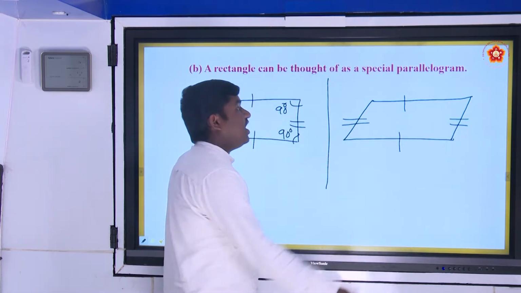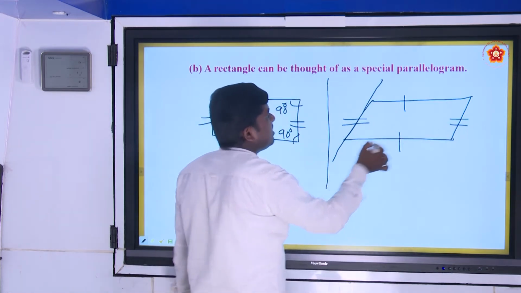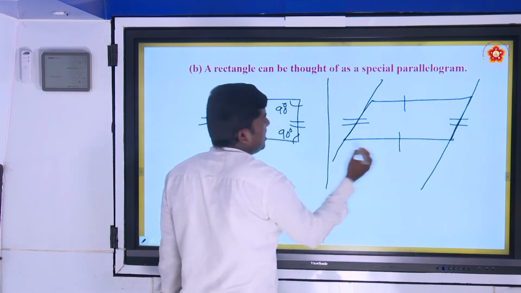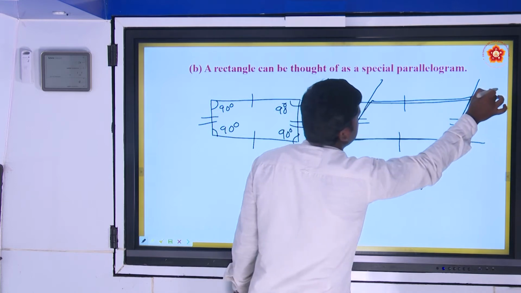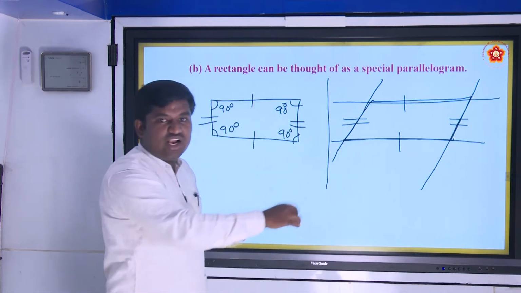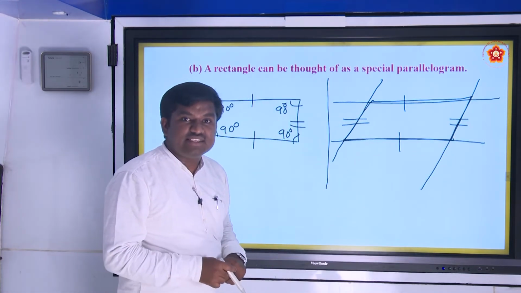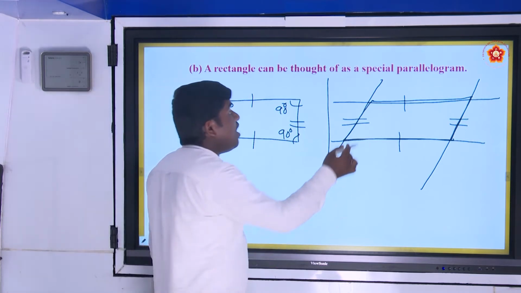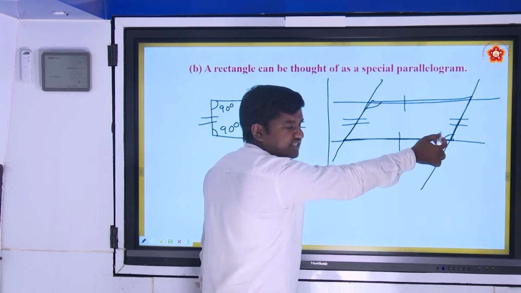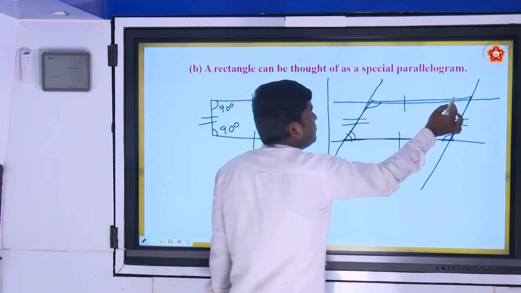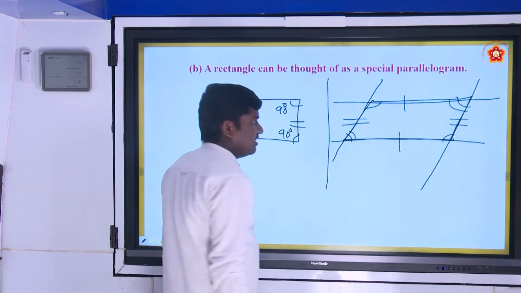Yes. And also opposite sides are parallel. These two lines are parallel. And also these two lines are parallel. Opposite sides are equal and parallel. What about angles? Yes, opposite angles are equal. This angle is equal to this angle. This angle is equal to this angle.